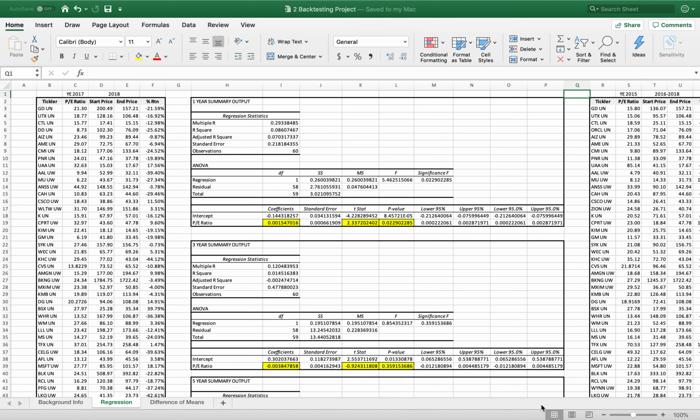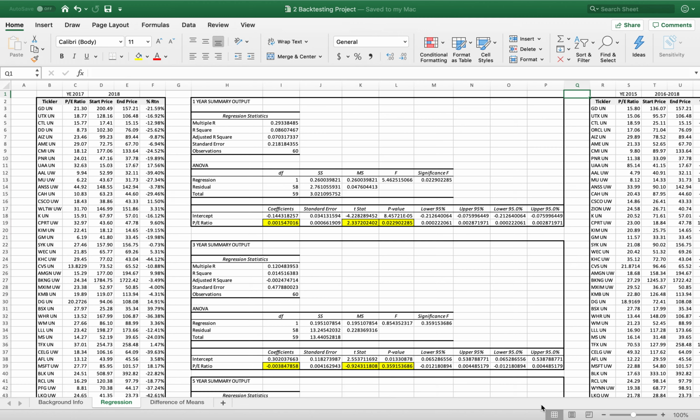Hi, my name is Brittanie Wallace, and today I will be showing you how I backtested the investment strategy saying that companies with low PE ratios yield higher returns. In order to get a random sample for this test, I pulled the S&P 500 from Bloomberg and used the random function in Excel.